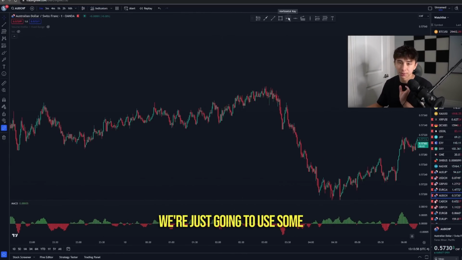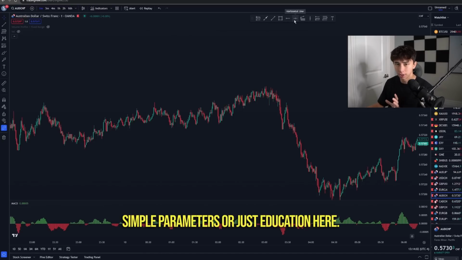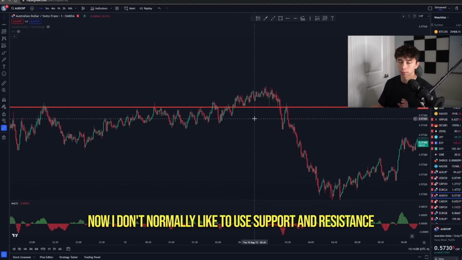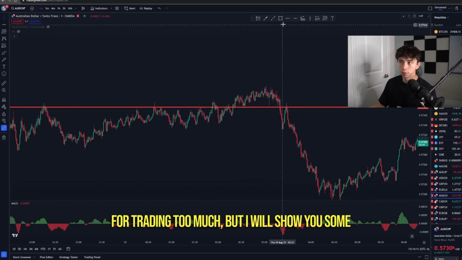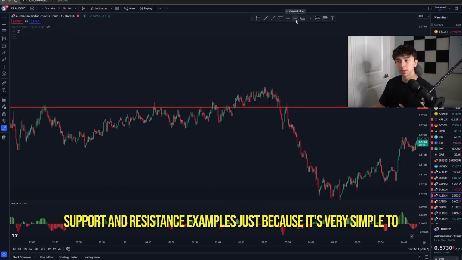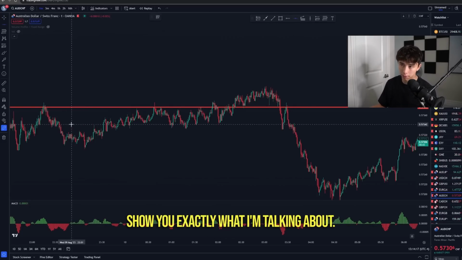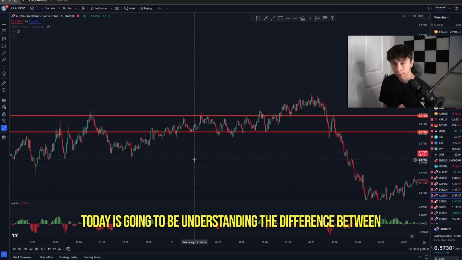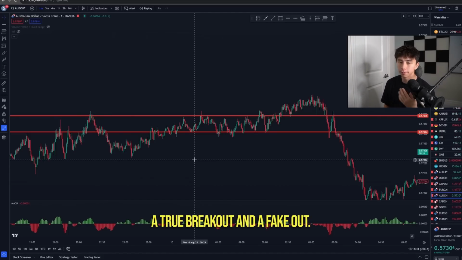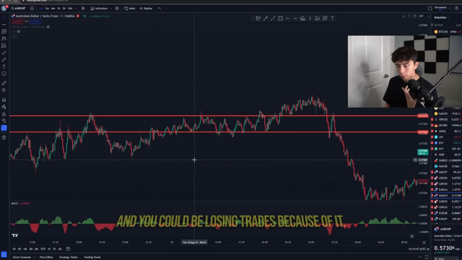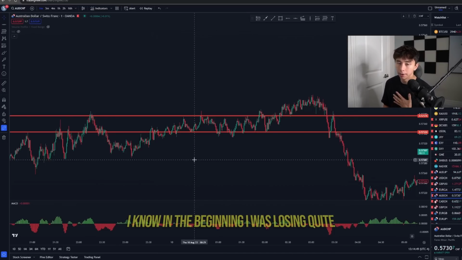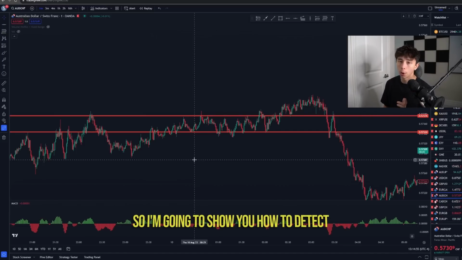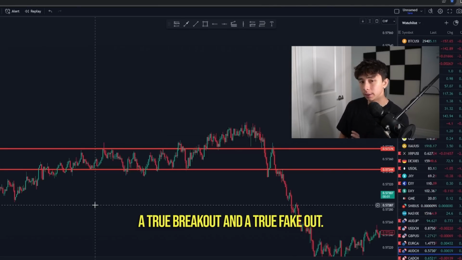We're just going to use some simple parameters for education here. So we're going to use support and resistance. I don't normally like to use support and resistance for trading too much, but I will show you some examples just because it's very simple to show exactly what I'm talking about. The key I'm talking about today is understanding the difference between a true breakout and a fake out, because a lot of you might be getting faked out and losing trades because of it. In the beginning I was losing quite a few trades because of that exact thing. So I'm going to show you how to detect a true breakout and a true fake out.